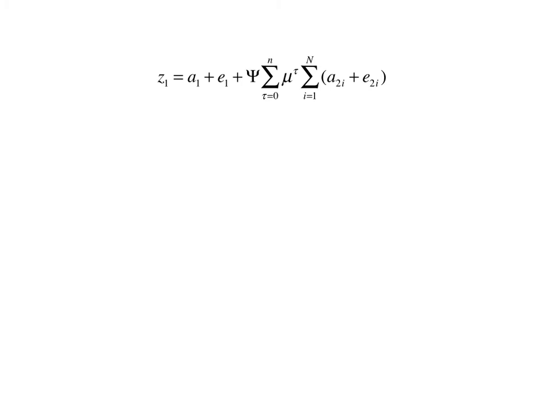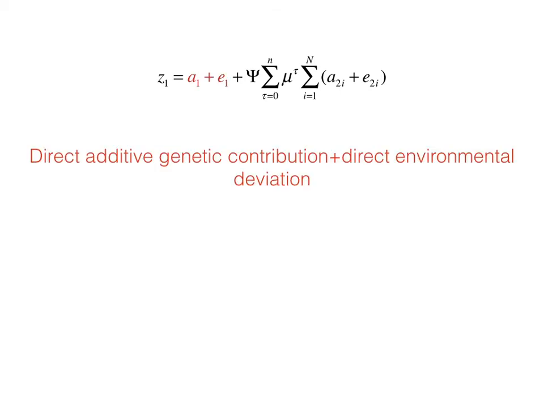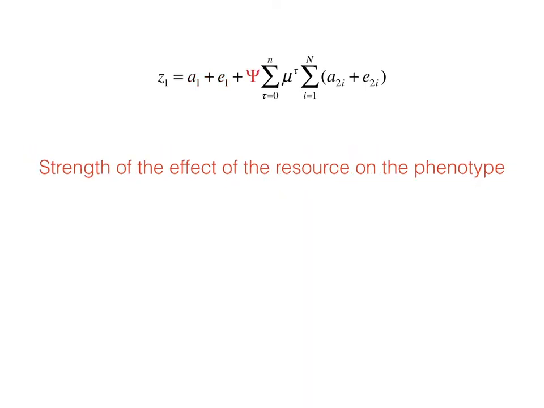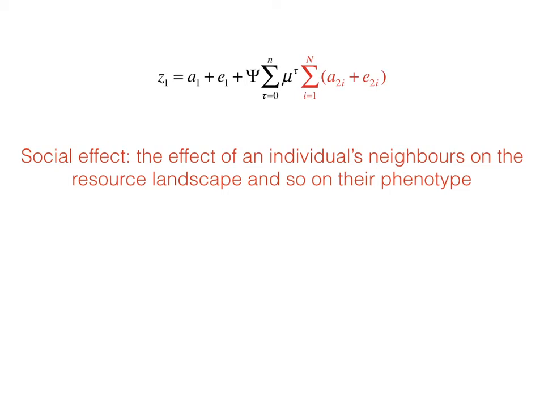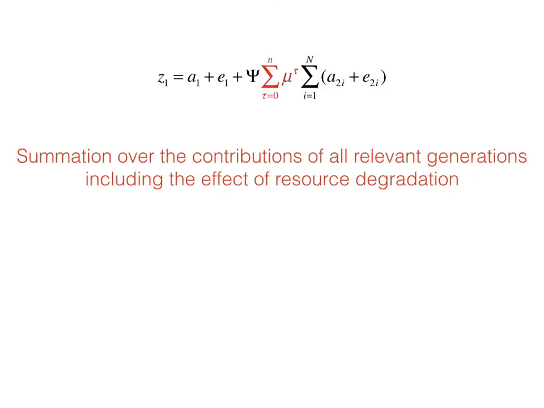Okay, so let's look at it mathematically. So this is the equation that we get when we sum everything up. It's got the same kind of form that we saw before. We've got a phenotype. It's a function of the direct additive contribution and the direct environmental deviation. This is the psi. This is telling us the strength of the effect of the resource on the phenotype. This is the social effect, so the effect of an individual's neighbors on the resource landscape and so on their phenotype. And we can sum this effect over the contributions of all relevant generations, including the effect of resource degradation.